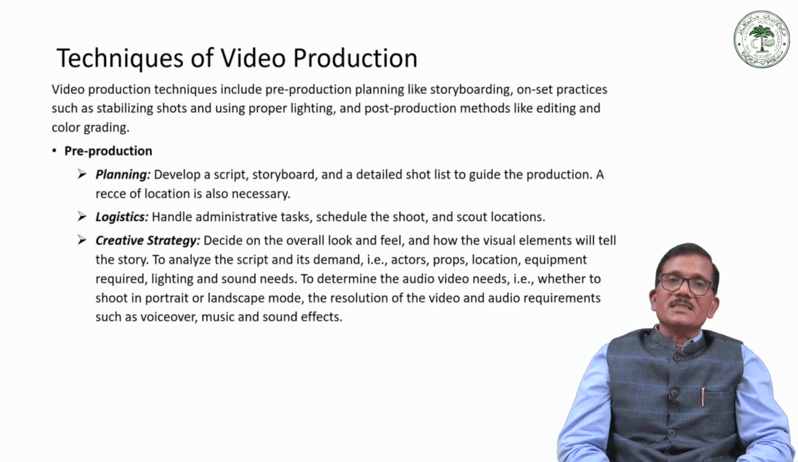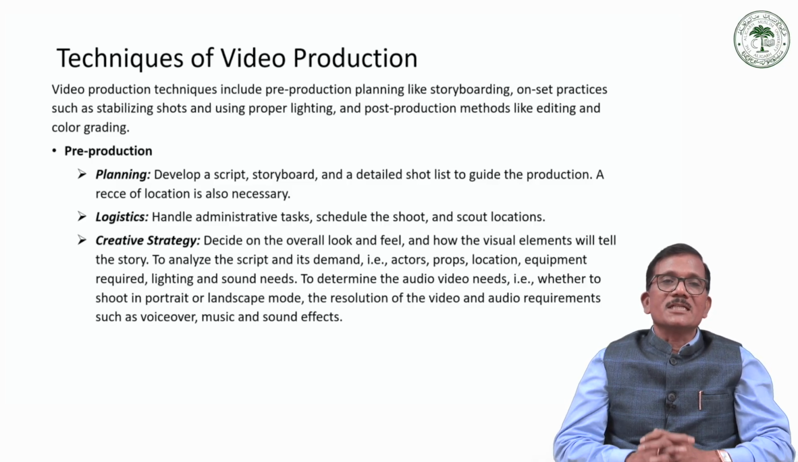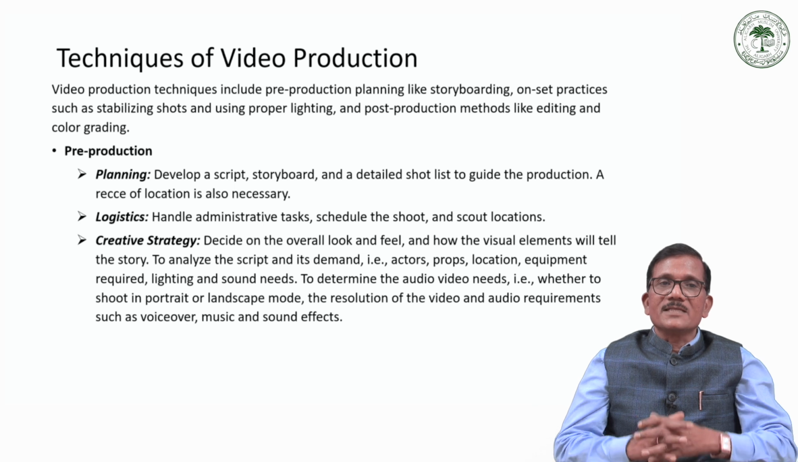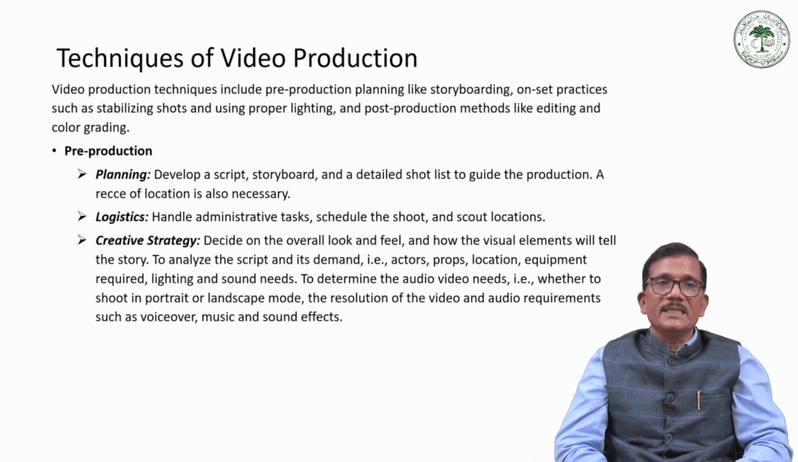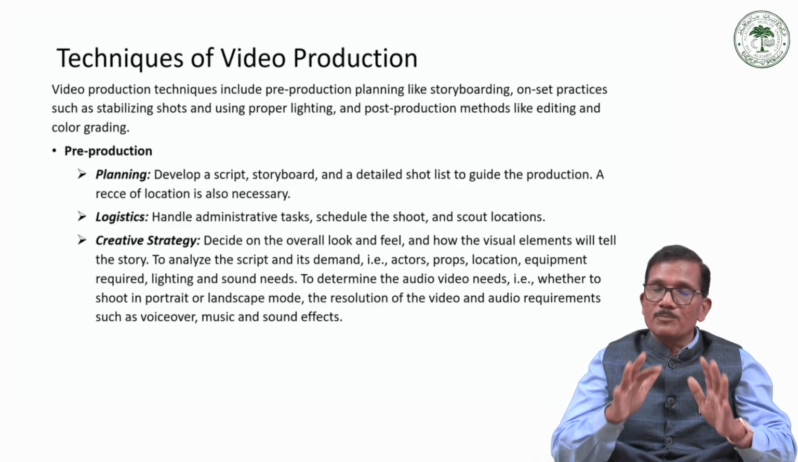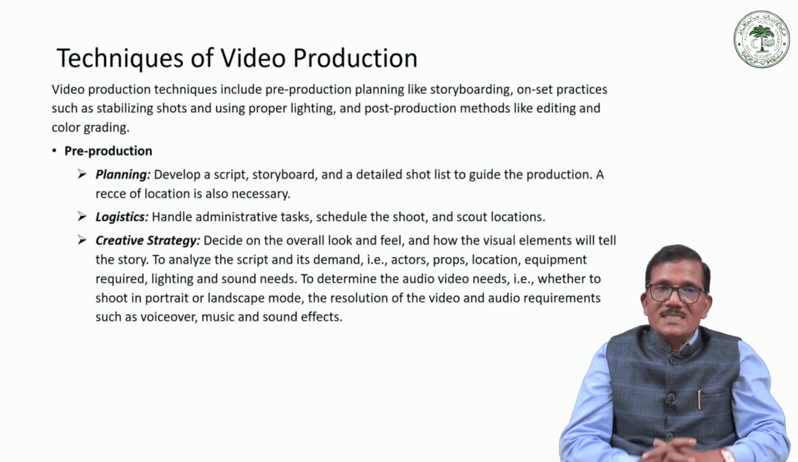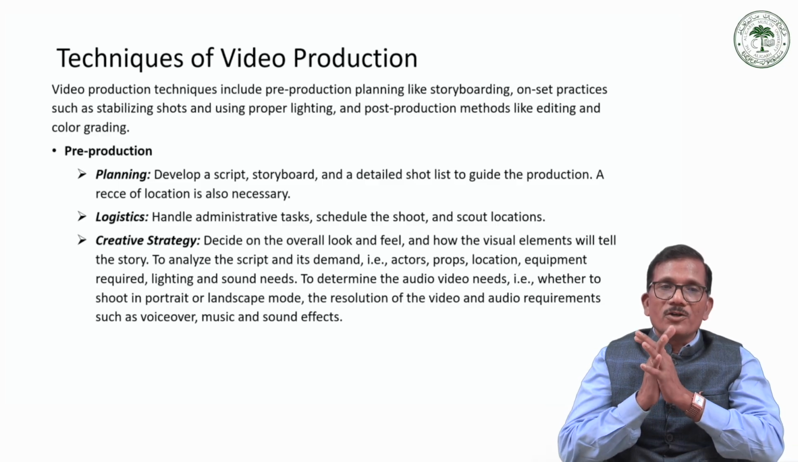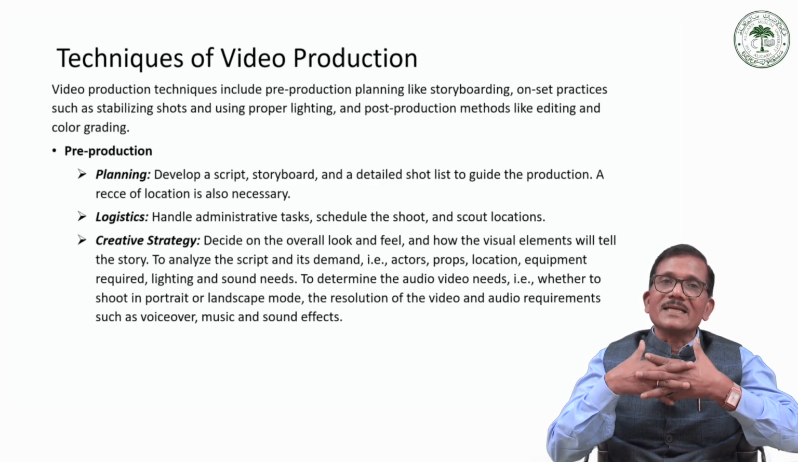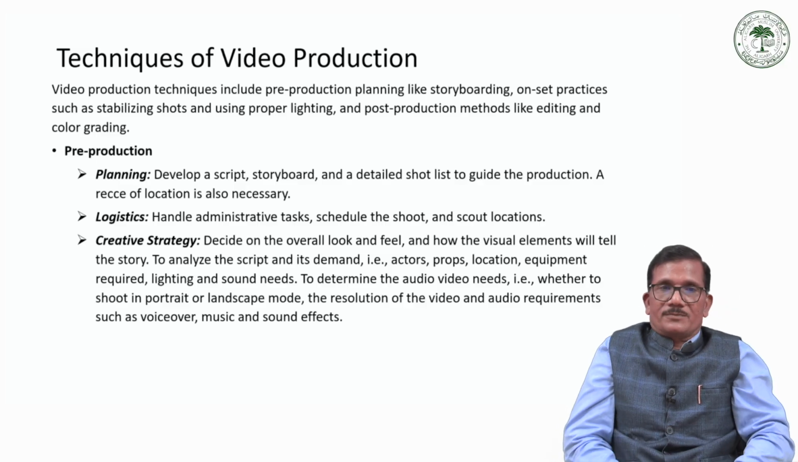Video production techniques include three stages: pre-production planning like storyboarding, on-set practices such as stabilizing shots and using proper lighting, and post-production methods like editing and color grading. All these are important stages of video production. The first stage is pre-production, that is planning and preparing the logistics and finalizing the creative strategy before actual execution of the production process.